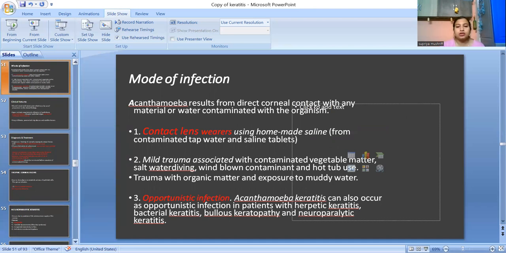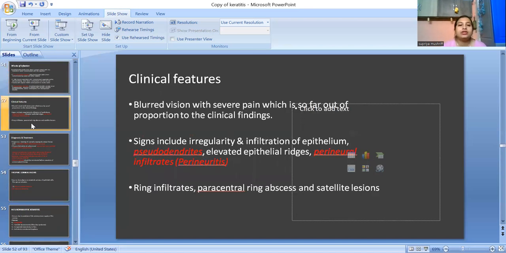Third is opportunistic infection. Acanthamoeba keratitis can also occur as an opportunistic infection in patients with herpetic keratitis, bacterial keratitis, bullous keratopathy, and neuroparalytic keratitis. Clinical features include blurred vision with severe pain, which is out of proportion to the clinical findings. Signs include irregularity of the epithelium, pseudodendrites, elevated epithelial ridges, and perineural infiltrates. Ring infiltrates or paracentral ring abscess and satellite lesions can be seen in Acanthamoeba keratitis. So this can come as an MCQ: what all things can be seen in Acanthamoeba keratitis.